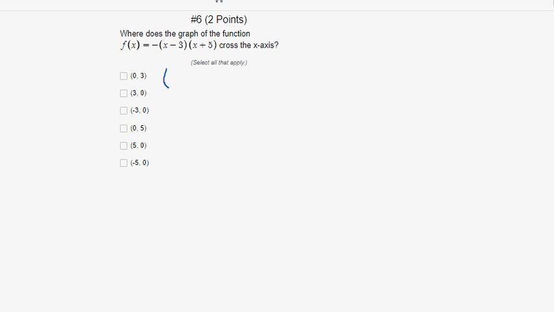Talking about our x-intercepts, we got something comma 0, because the y-coordinate of our x-intercept is always 0. So something comma 0 and something comma 0. What's that something? Well, we take this number here and change the sign. So that's 3, 0. We take this number here, change the sign. Negative 5, 0. 3, 0. Negative 5, 0.